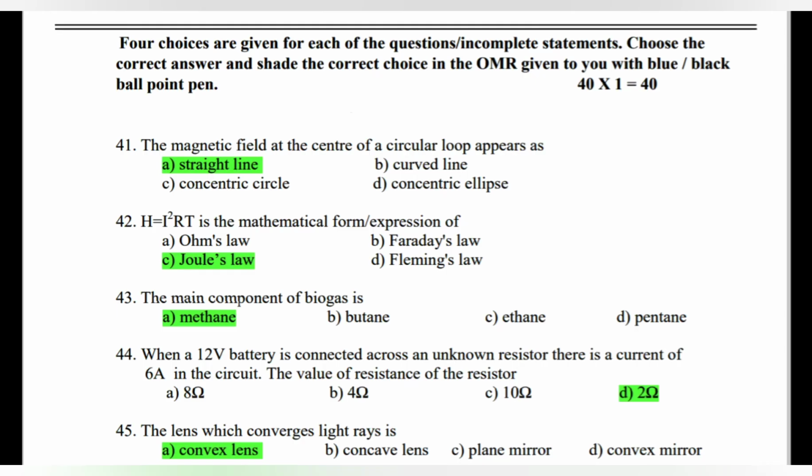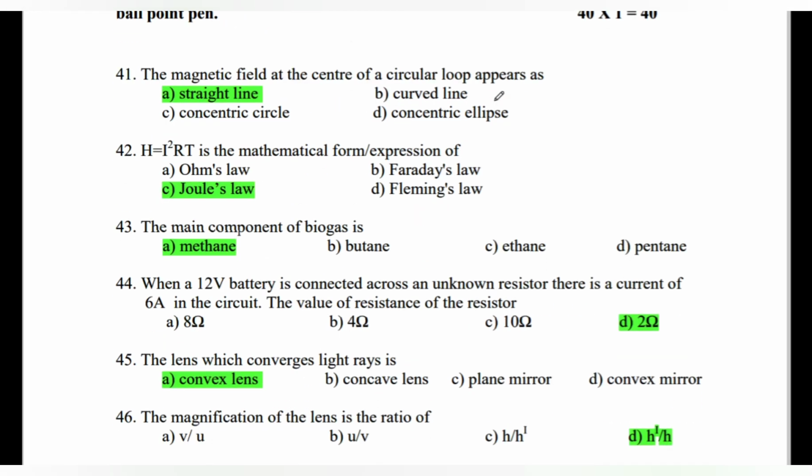Now first question, the magnetic field at the center of a circular loop appears as option A, straight line. Question number 42. H equals I square RT is the mathematical form or expression of Joule's law. Question number 43. The main component of biogas is option A, methane.